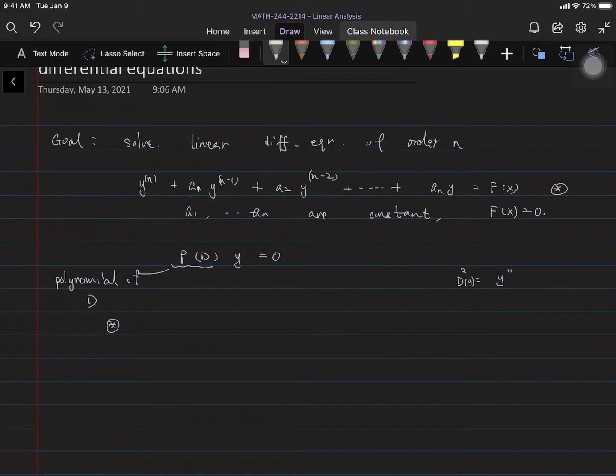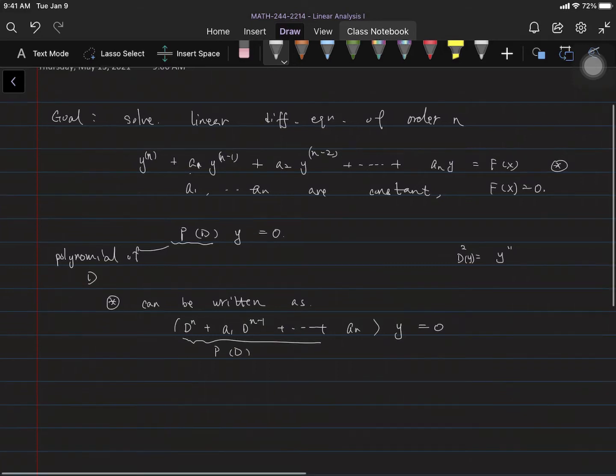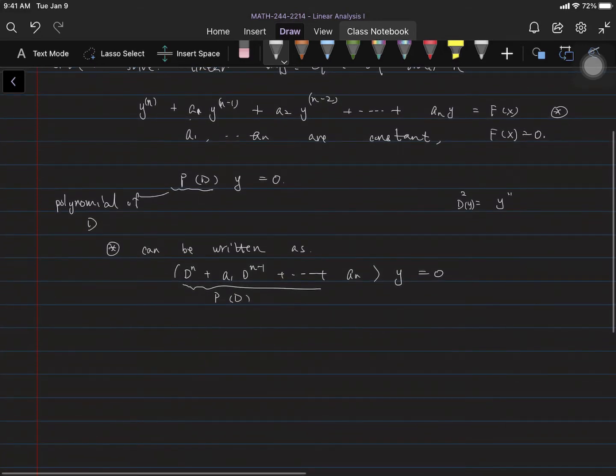Something like that. And so this differential equation can be written as D to the n plus a1 D to the n minus 1 plus, and so on, just an at the end, applied to y, equals 0 if it's homogeneous, right? So you can see this is a polynomial P(D) applied to y. Let's take a look at the definition.